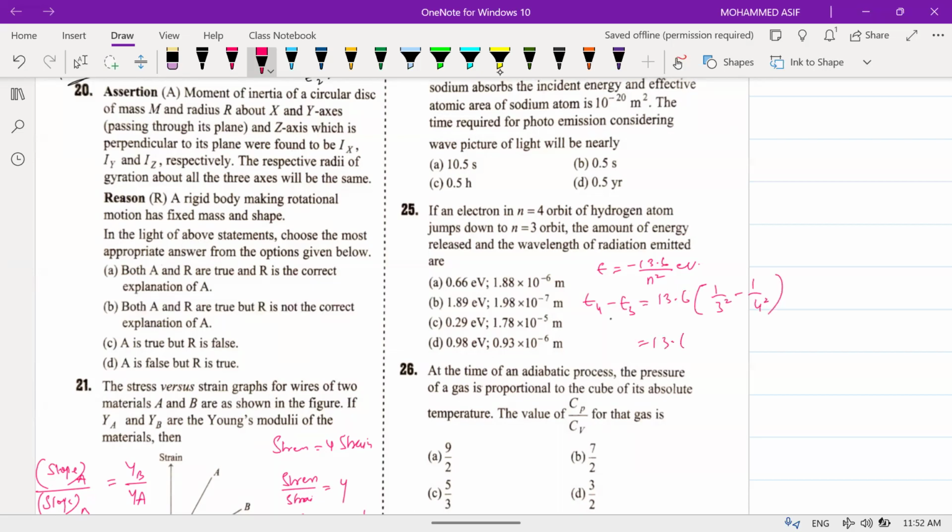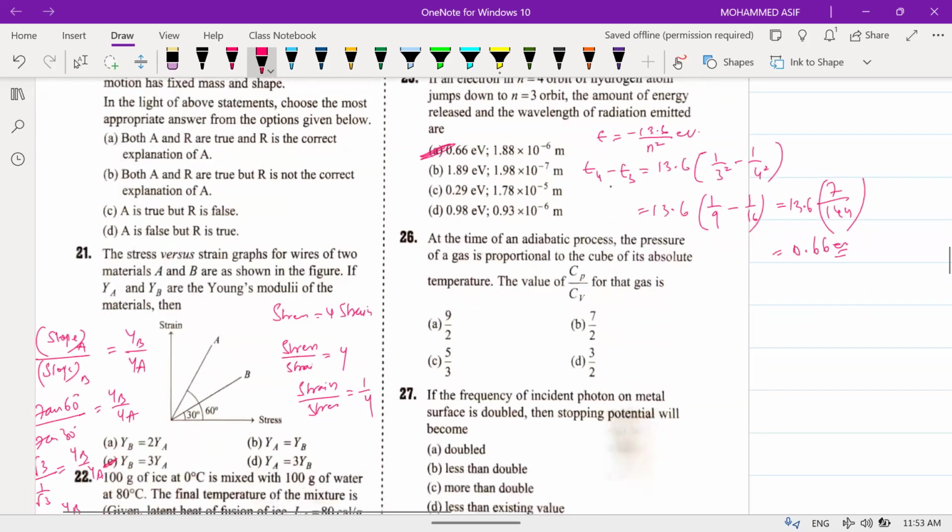So that will be equal to 13.6 into, 3 square is 9, 4 square is 16, so this value will be 16 minus 9. Your LCM is 144. This will be 13.6 into 16 minus 9, which is 7. So 13.6 into 7 divided by 144. I'm getting this as 0.66 electron volt. The amount of energy released and the wavelength is asked. Energy I got 0.66, so I need not do the second option. Directly you can take it out. First option will be the answer.